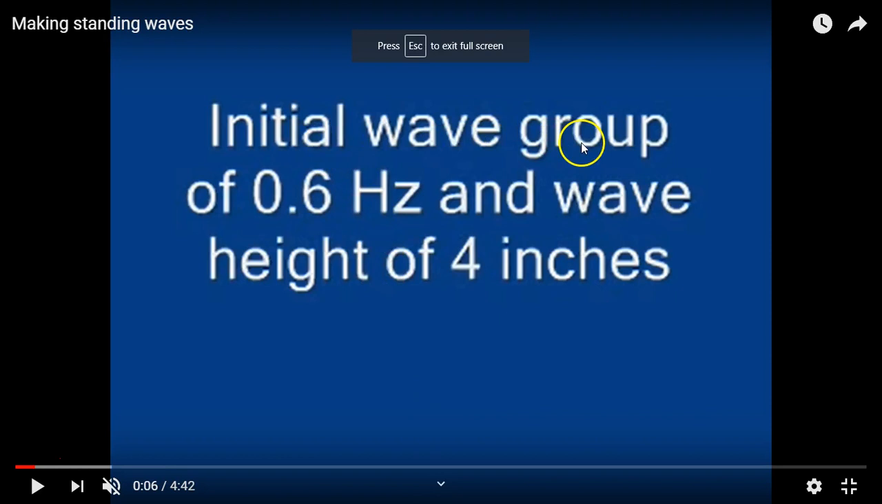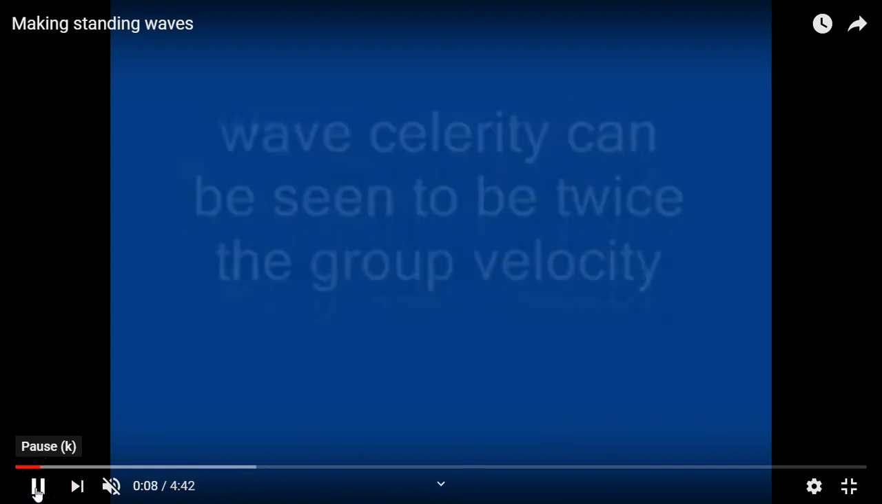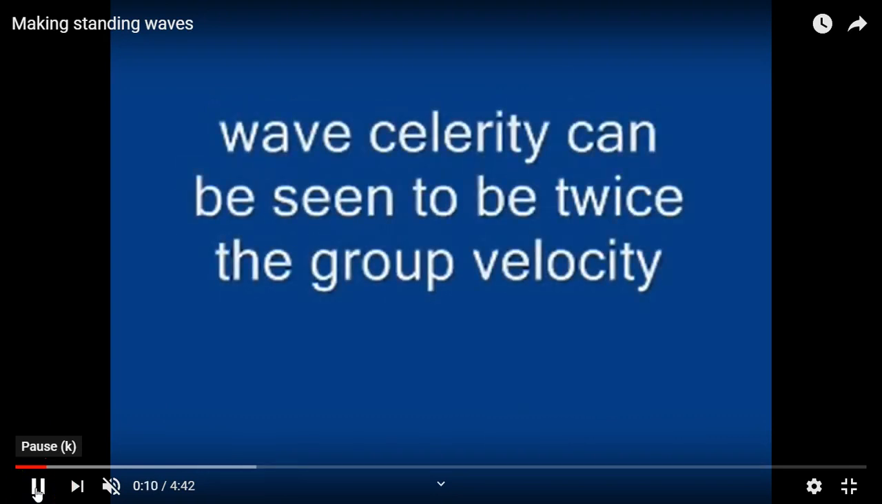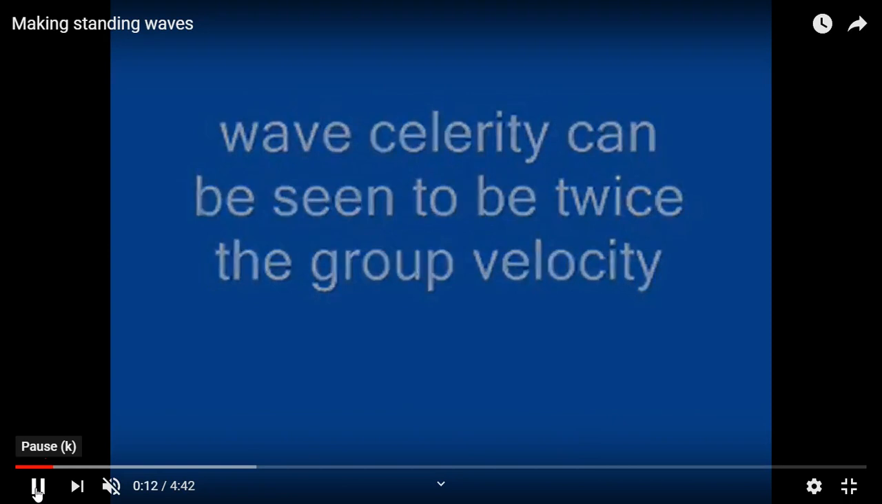It says initial wave group of 0.6 hertz. Now I hope you're looking at that and you understand that terminology. That's the frequency of this wave, right? That's how much of it happens per second. Think of it that way. So 0.6 per second, and a wave height of 4 inches. Wave height of 4 inches means the amplitude is 4 inches. So what we're looking at is a particular frequency and a particular amplitude.